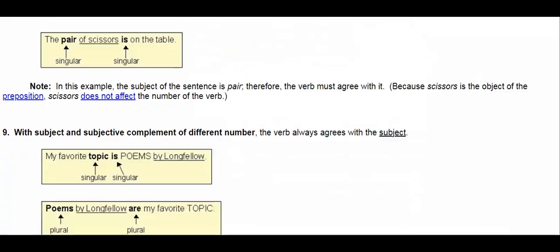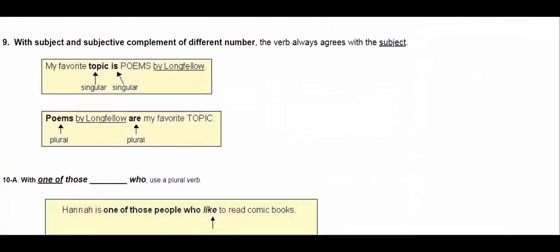Yes. We're coming to the last one. With subject and subject complement of different number, the verb always agrees with the subject. Okay? My favorite topic is poems by Longfellow. We're talking about the name of over here, the word poems refers to the entity. Okay, yes, we are talking about the main theme or the subject, which is topic. This is the object over here. Okay, my favorite topic is poems by Longfellow.